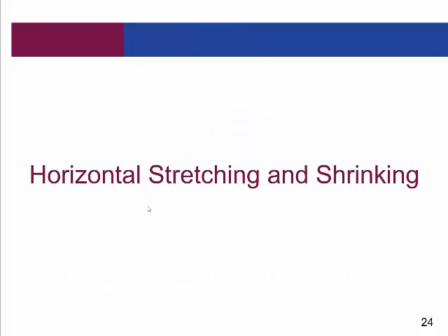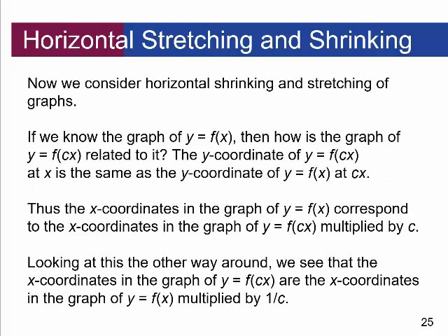All right, let's end now talking about horizontal stretching and shrinking. So we did vertical, now it's horizontal. Now we consider this horizontal shrinking and stretching of graphs. If we know the graph of y equals f of x, then how is the graph of y equals f of c of x related to it?